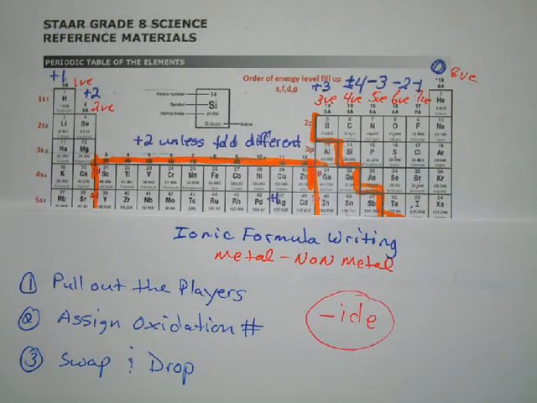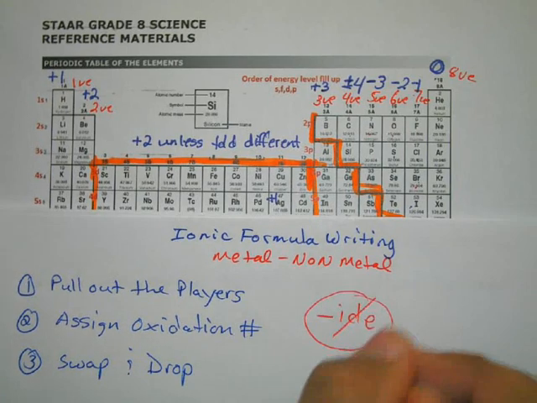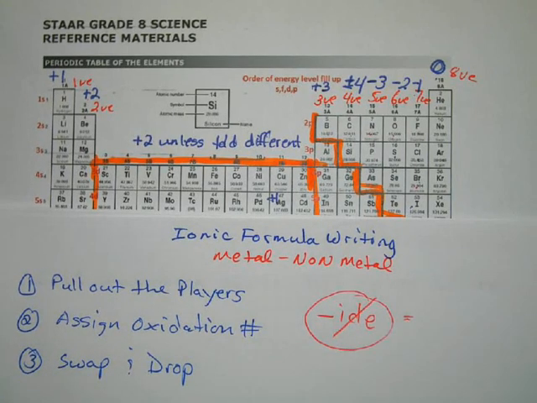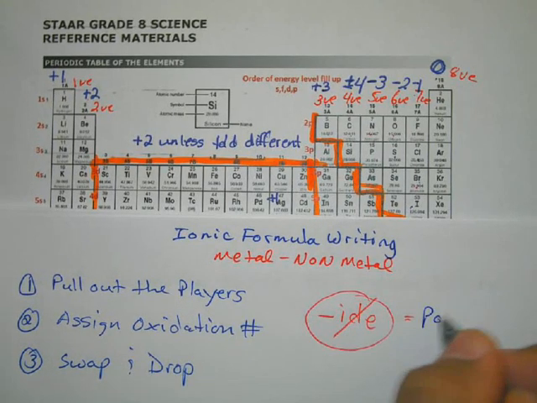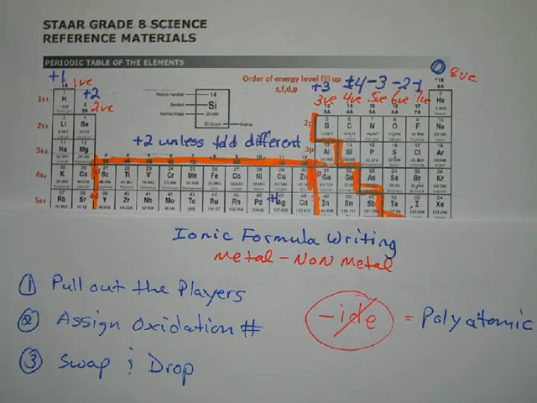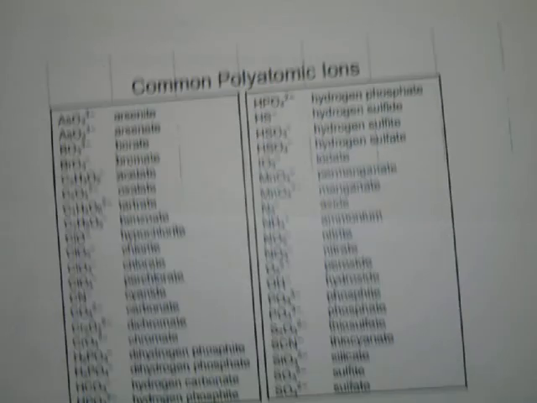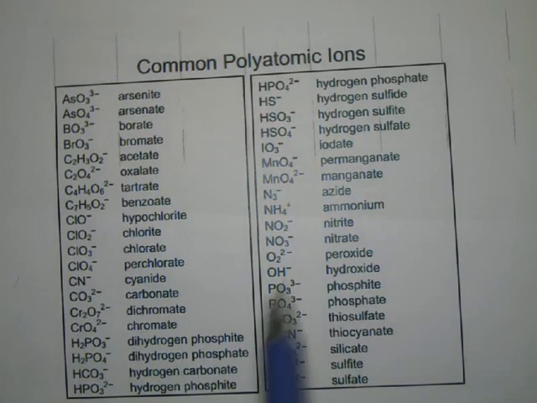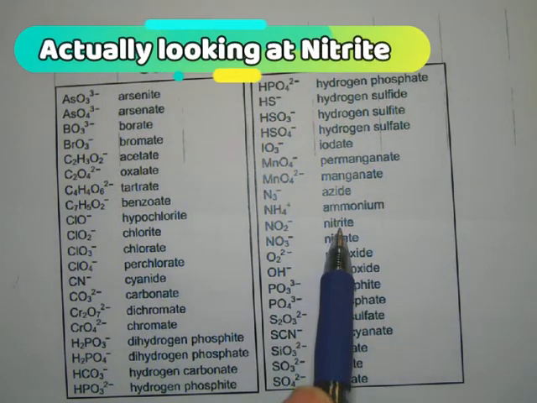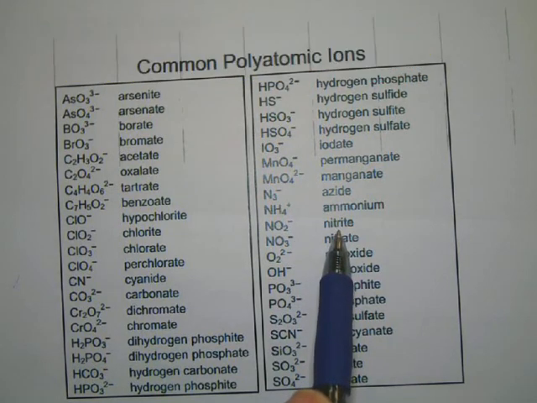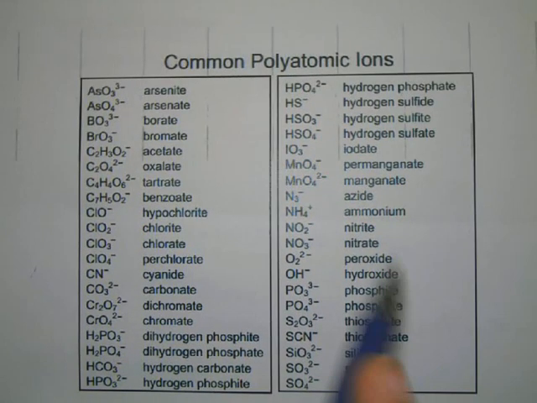If it doesn't end in "ide," that means it's a polyatomic. So here's a list of polyatomics right here. Okay? Let's use nitrate as my example. Say I had barium nitrate. It doesn't end in "ide," so I look on this list right here. I'm looking at nitrate here, and I'm going to look at the numbers.